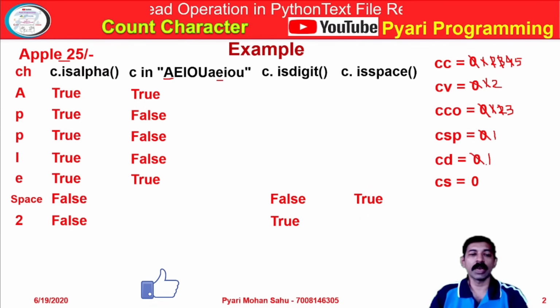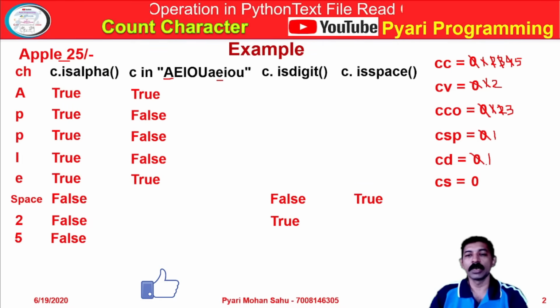Now again I will extract one more, that is 5. Is it a letter or alphabet? It is false. Is it a digit? Yes, it is true. So I will increase the digit counter by 1. It becomes 2 now.